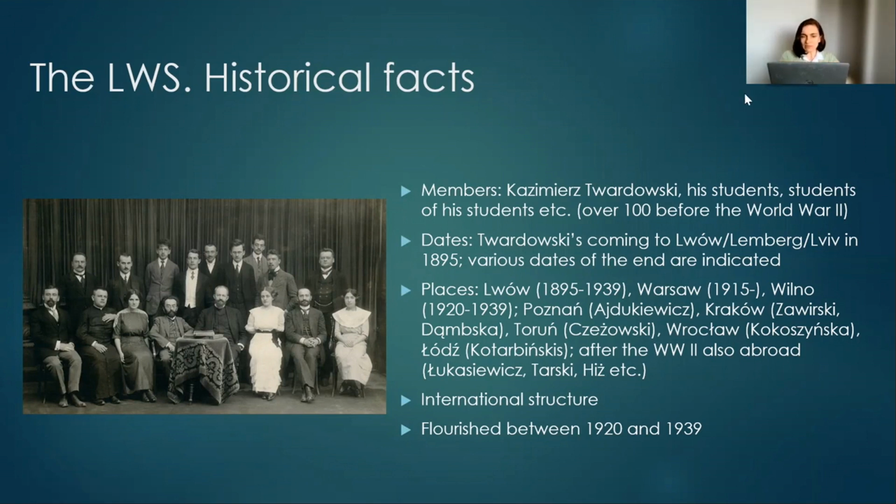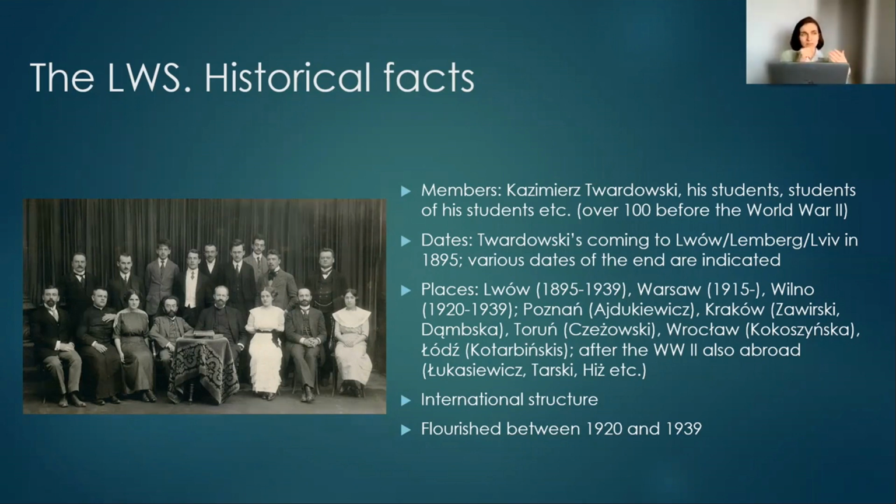It's important to stress that it was a school, not a circle like the Vienna Circle, not just a group of colleagues, but it was really a school, because a very important relation between members of the school was the teacher-student relation.